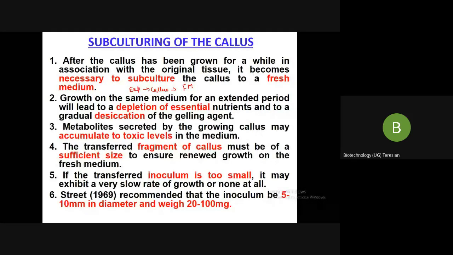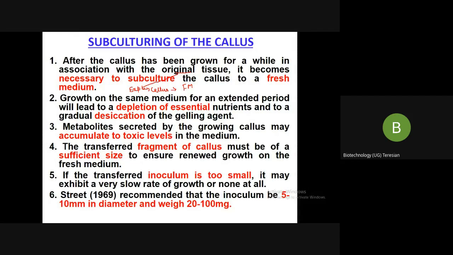So remember, after the callus has been grown from the explant, it becomes necessary to subculture the callus into the fresh media, while it is still in association with the original tissue. Who is your original tissue here? My original tissue here is the explant. So this is the meaning of subculturing.